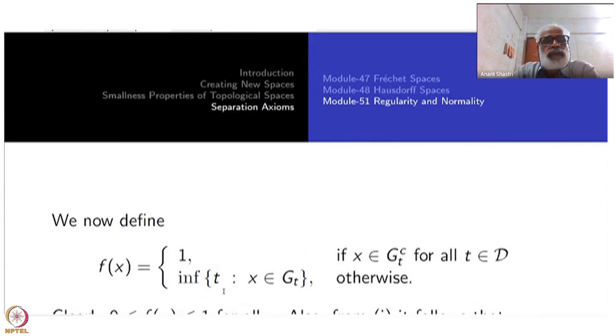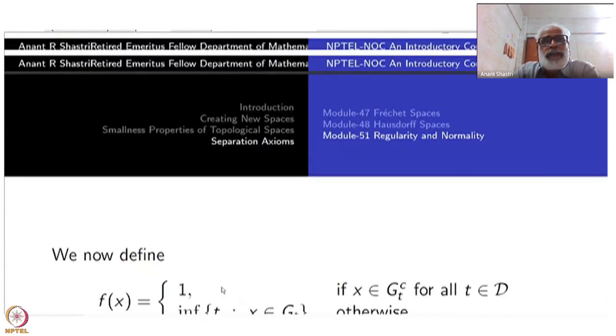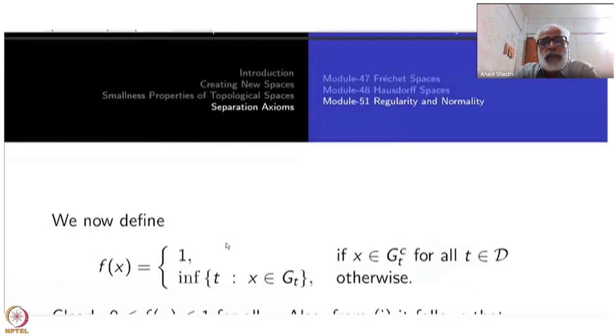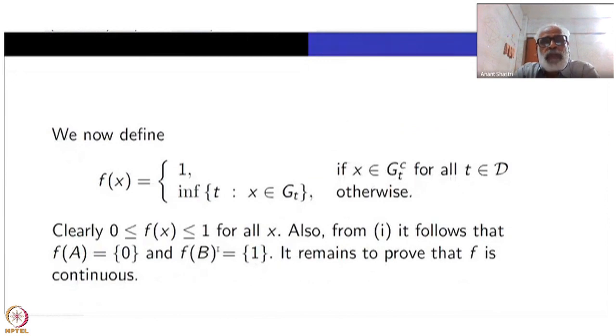Now, the first one says what? All the G_T's contain A, and closures are contained inside B complement. So from this, it follows that f of A will be 0, since the infimum of all the dyadics inside 0, 1 is 0. And f of B is 1, because if x is not in any of them, then only it's this one. So if it's in B, it cannot be in any of G_T. So it's in the complement of G_T for all of them. So the set theoretic property is already done very easily.